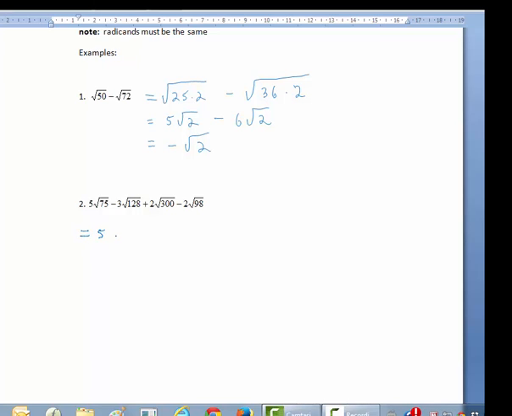So we have 5 radical 25 times 3 minus 3. Now the root of 128, I know that 64 goes into 128, so that's going to be 64 times 2, plus 2 times, I know that 100 is the largest square that goes into 300, 100 times 3 minus 2 radical, and I know that 49 is the largest perfect square that goes into 98.